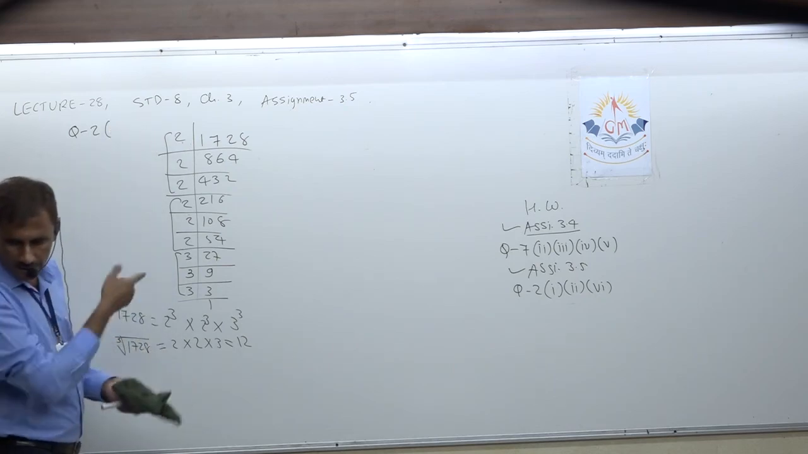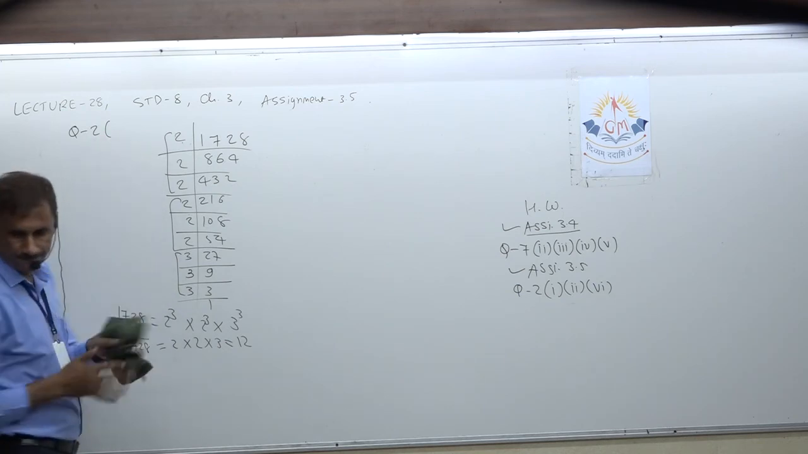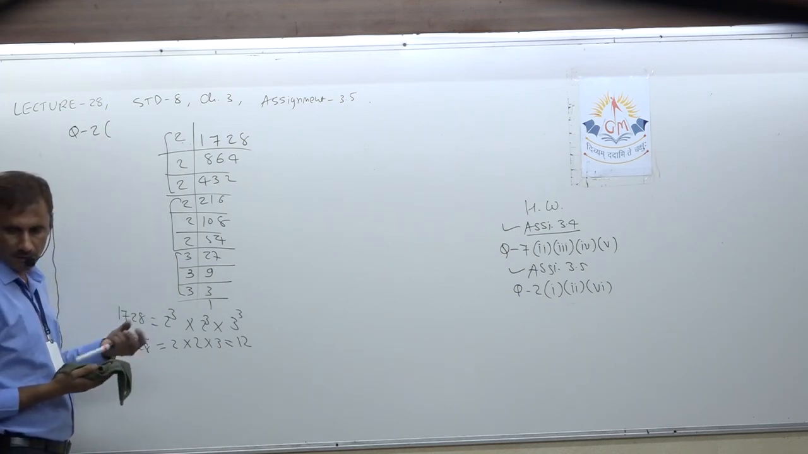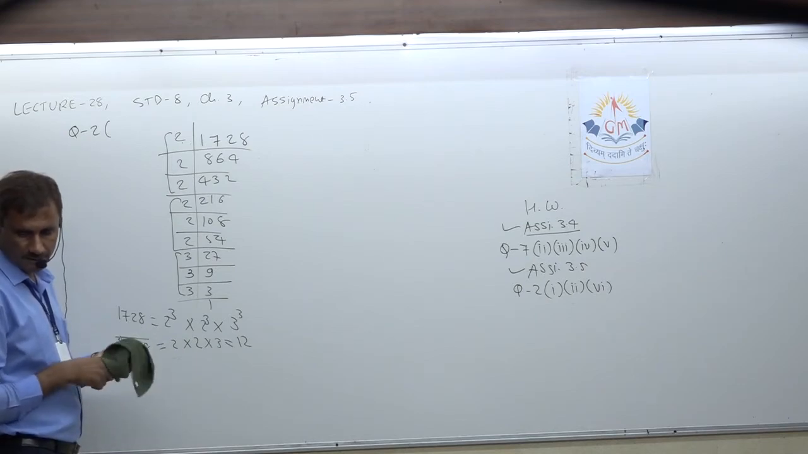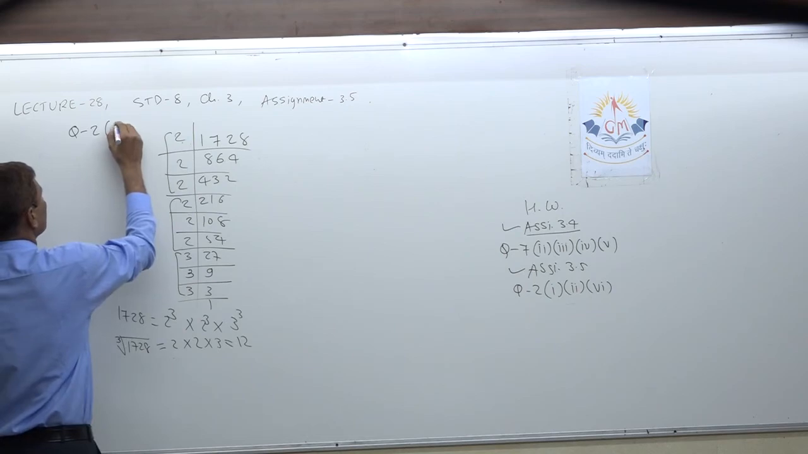Okay, I will solve this sum here, the third one. Okay, this was third of second. Now I am going to solve the sixth one. Sorry, 6 was given in homework, number 4.